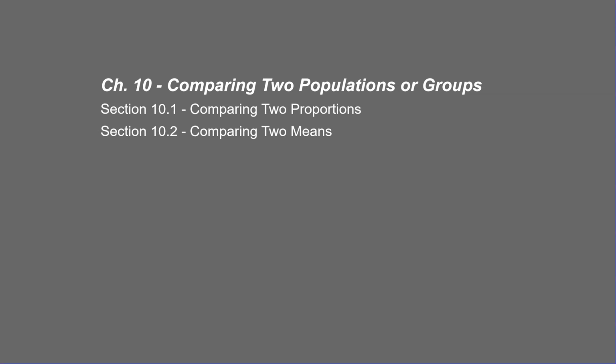Let's go ahead and jump into Chapter 10 here. Chapter 10 is called Comparing Two Populations or Groups. And amazingly, that's exactly what we're going to be doing. We're going to be looking at inference procedures between two populations or groups. And we're going to start by comparing two proportions.